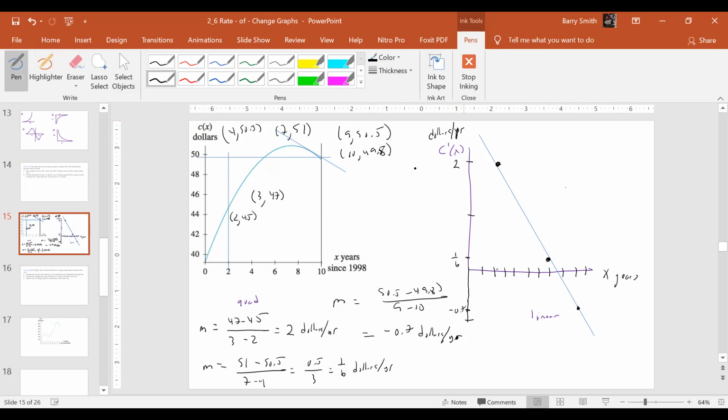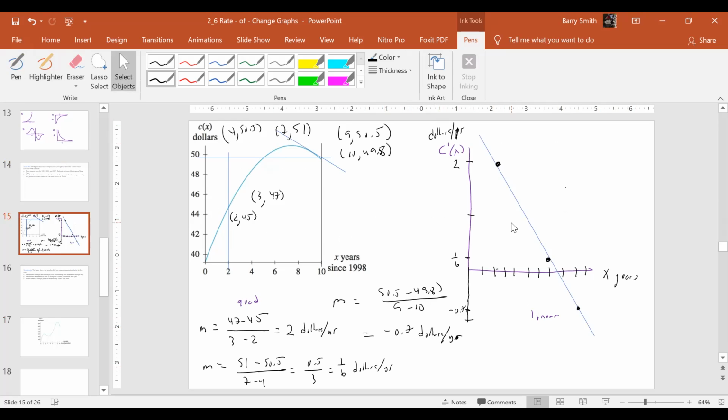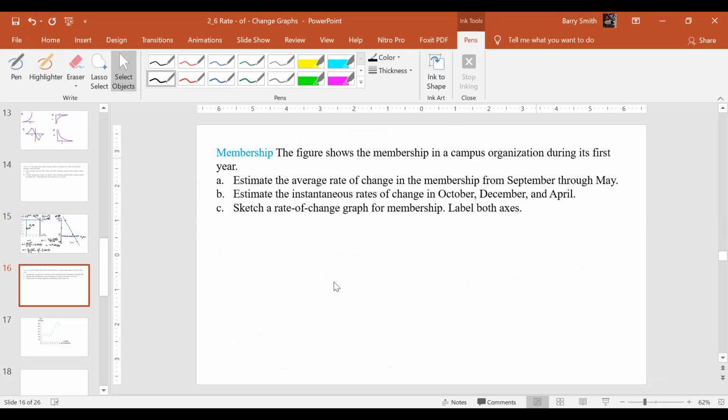Okay, so that was the only thing I hadn't got labeled, and we got the sketch graph labeled, both axes with units as well as values. Okay, so we got the dollars per year, X years, and we got our dots on it. So that looks good. All right, so next thing, membership. So let's see if we can do this one. Do we have to do X? Yeah, we have to do that again.